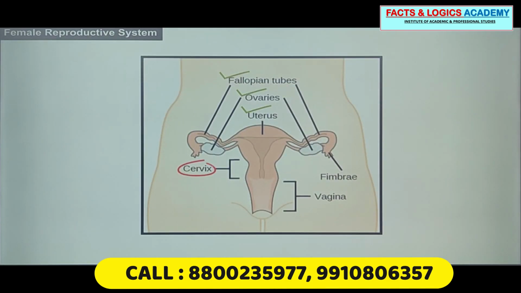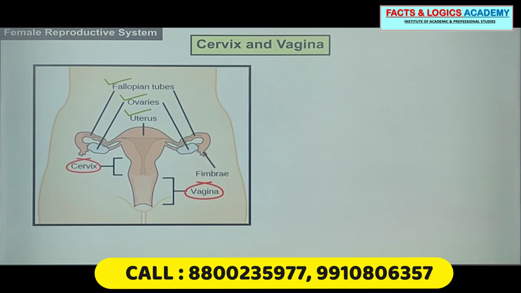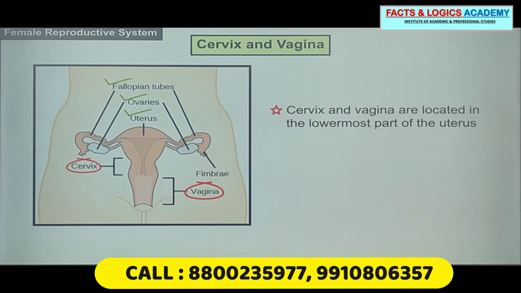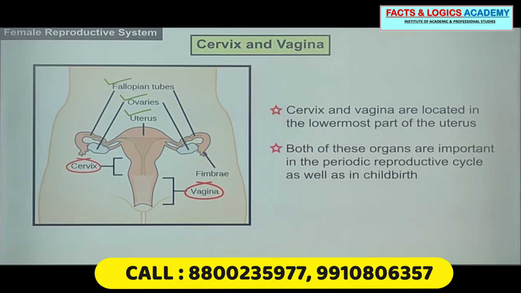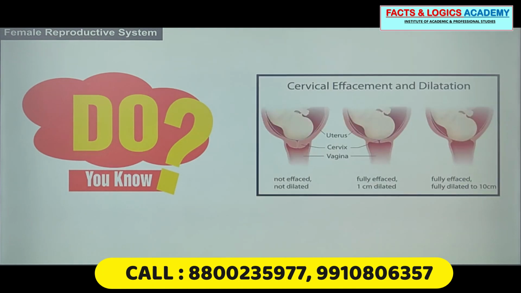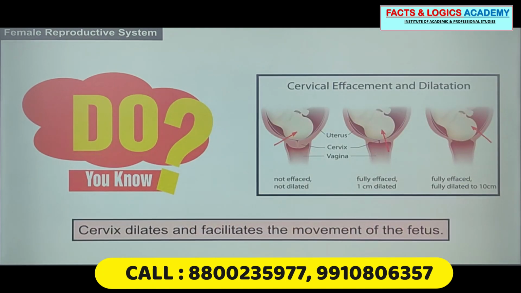Now we will discuss the cervix and vagina. These are located in the lowermost part of the uterus. Both these organs are very important in the periodic reproductive cycle as well as in childbirth. Do you know, during childbirth, the cervix dilates and facilitates the movement of the fetus.